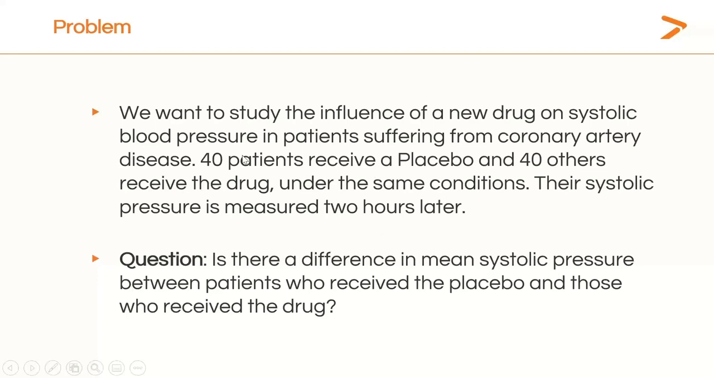So we are experimentally controlling the effect of the independent variable here. So this is one of the strongest designs we can use to establish a causal relationship between independent and dependent variable, because we are really manipulating experimentally the independent variable. Is there a difference in mean systolic pressure between patients who receive the placebo and those who receive the drug?